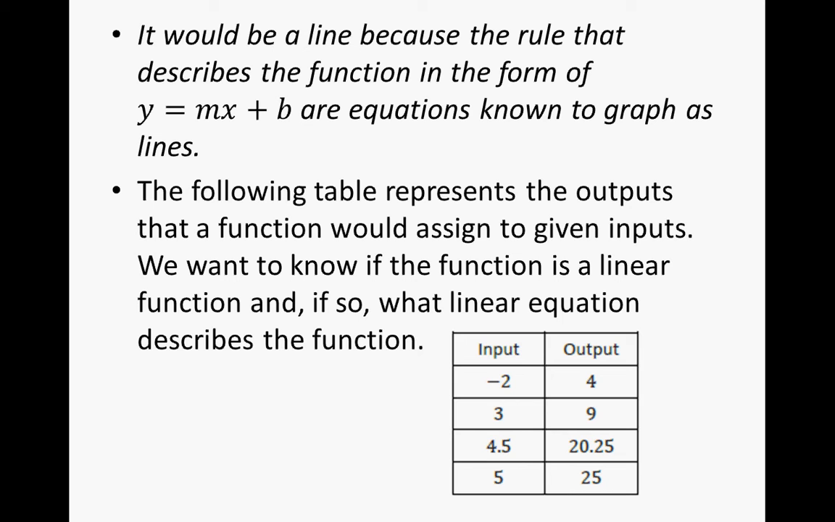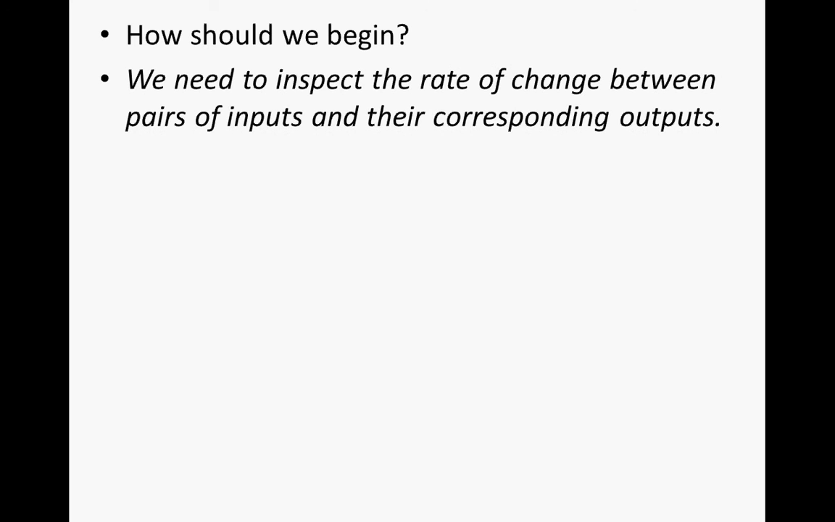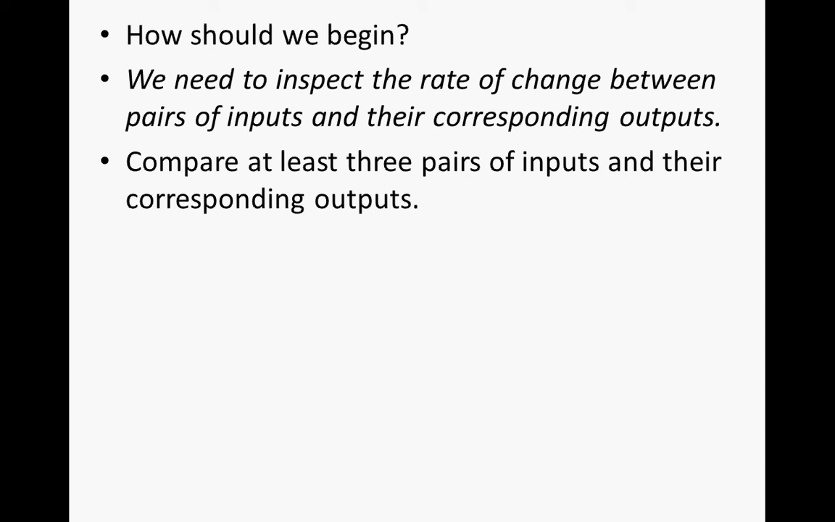The following table represents the outputs that a function would assign to given inputs. We want to know if the function is a linear function and, if so, what linear equation describes this function. So how should we begin? Again, we need to inspect the rate of change between pairs of inputs and their corresponding outputs. You need to compare at least 3 pairs of inputs and their corresponding outputs to make sure that nothing changes within the table. Go ahead and stop the video and pick your pairs of inputs and outputs, and then continue the video when you are done.